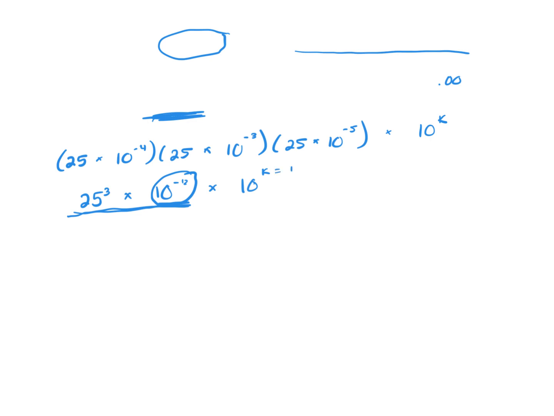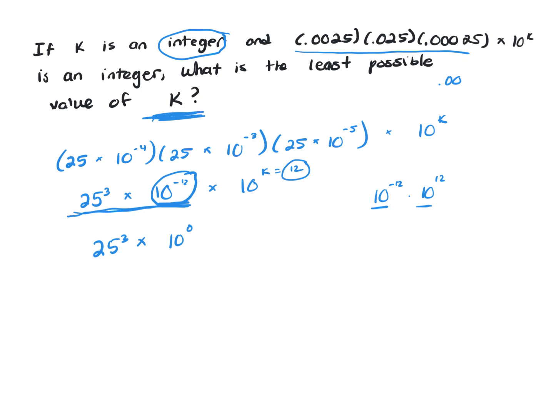If I let k be 12. Then you have 25 cubed times, if k is 12, what is 10 to the negative 12 times 10 to the 12th? When you multiply like bases, you add your exponents, and that gives you 10 to the 0. And we've learned in one of our videos that 10 to the 0 is 1. So I want k to be 12. 13 would work, but we want the smallest value of k, and the answer is 12.